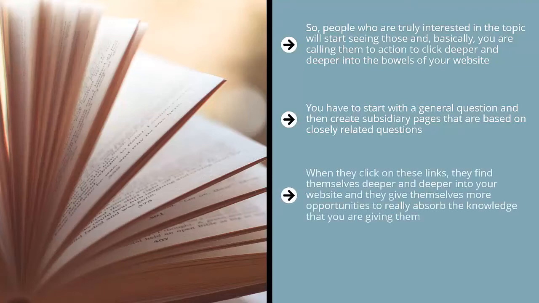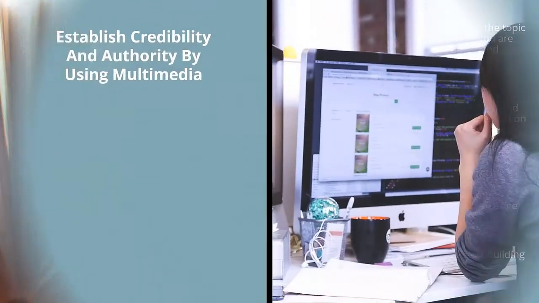When they click on these links, they find themselves deeper and deeper into your website, and they give themselves more opportunities to really absorb the knowledge that you are giving them. The whole point here is to demonstrate to them that you are sufficiently knowledgeable about your niche. If you're able to do this, then you start building trust. They then are more likely to like your take on their problem.